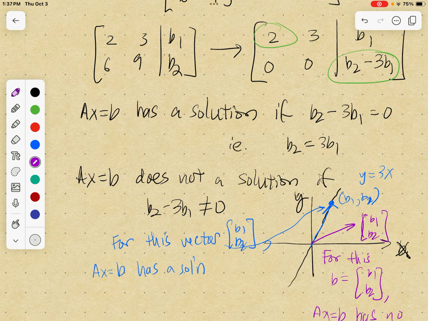And you can see what's going on if you look at these column vectors. It's 2, 6, and 3, 9. 2, 6, and 3, 9 are lying on this line. So remember, any vector for which AX equals B has a solution is going to be a linear combination of the columns. So that kind of makes sense, right? You have to be a linear combination of these column vectors. And when you look at the linear combinations of these column vectors, you get the vectors on this line.